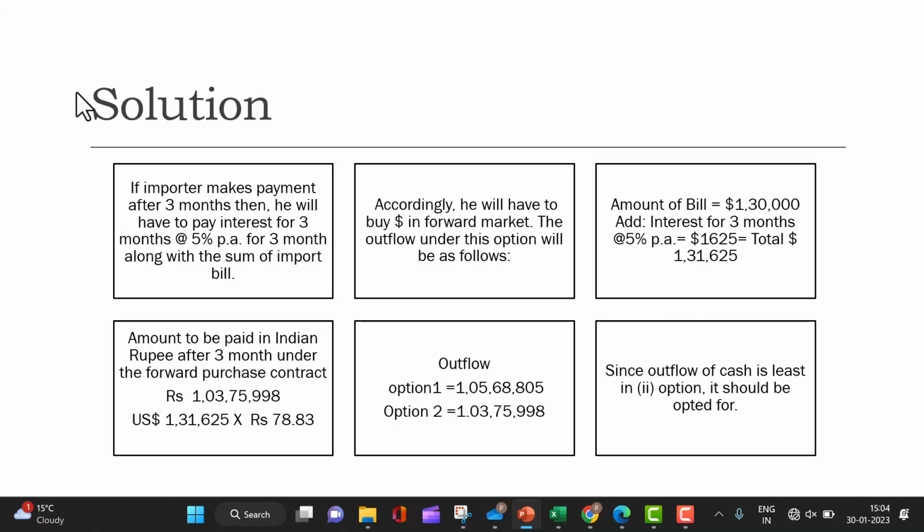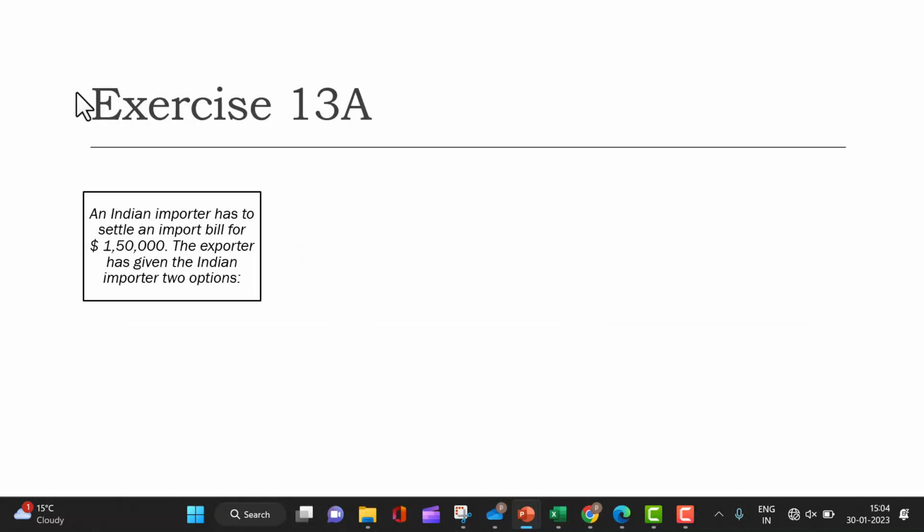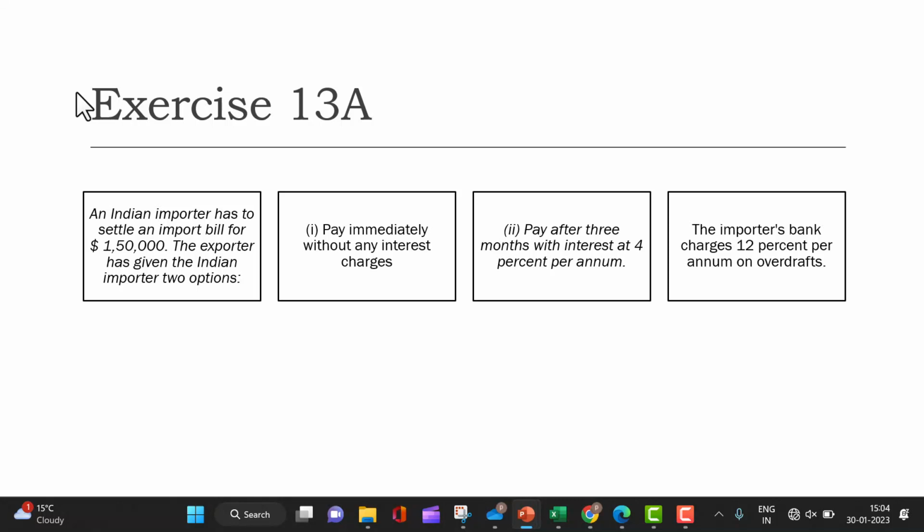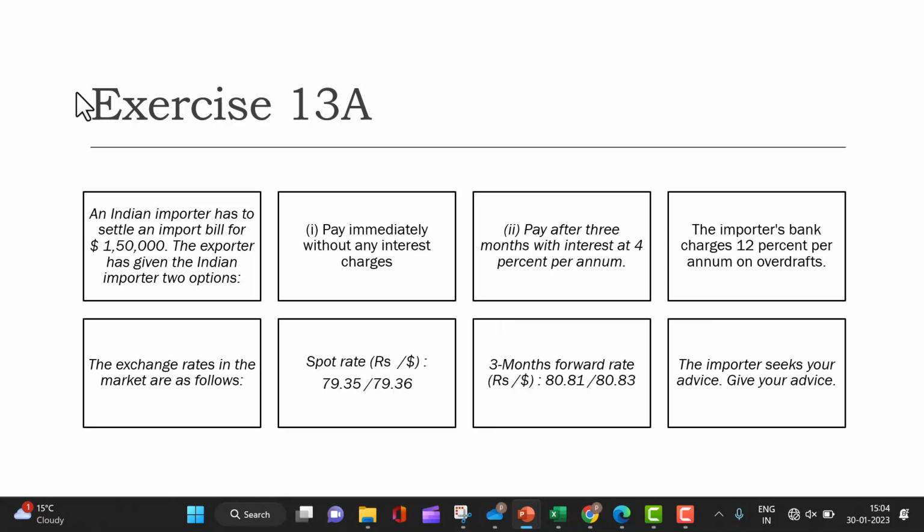Is that okay? Fine. Now this one is coming to you. Same question. Take a photograph and try to solve it. It's a similar question, okay? Just do it on your own.